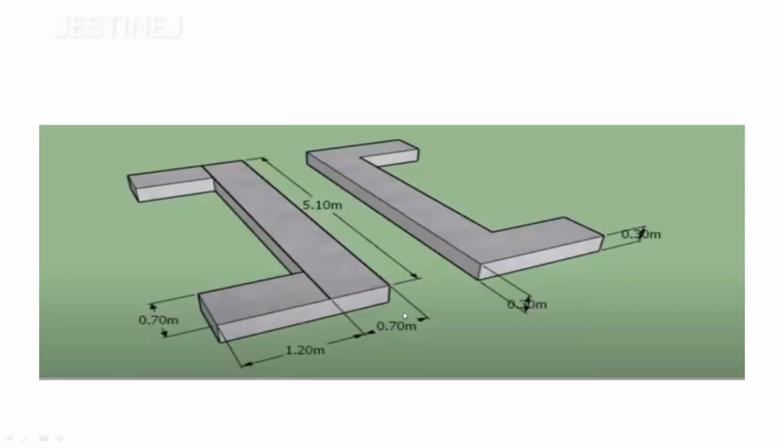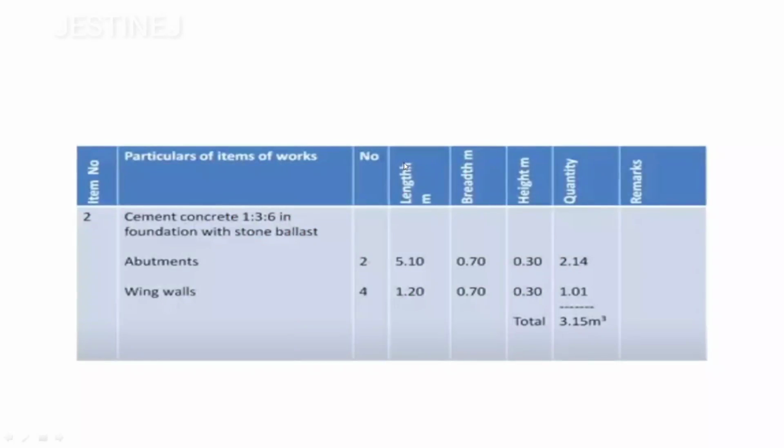Here also these abutments are going to be 2, this one 1 and this one 2, and the wing portions are 1, 2, 3, and 4. So the cement concrete for foundation: the abutments are 2, and the total length is given as 5.1, then 0.7, 0.3 height. The wing walls length is 1.2, 0.7, 0.3. If you multiply, you will get 3.15 meter cube.